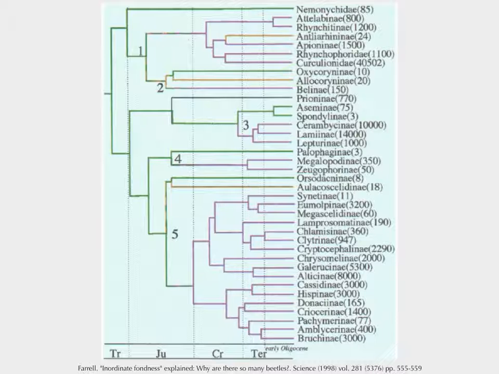Might this affect diversification? What would be a hypothesis about that? Should having latex increase or decrease diversification rate, or should it not matter? What does diversification mean? What parameters go into diversification? Speciation, and what else could play a role? Extinction, right. So it's both speciation and extinction.